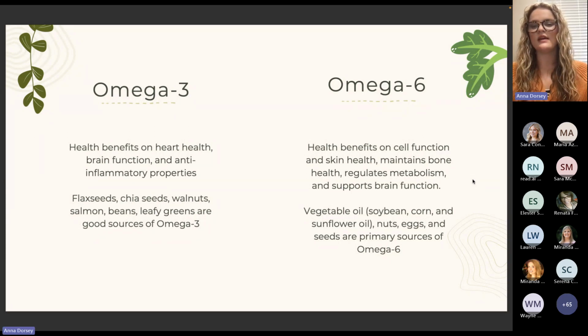And then we have omega-6 fatty acids, and it has a lot of the similar benefits, specifically on cell function and skin health. It's going to help maintain your bone health, regulate your metabolism, and also support your brain function. Some great sources of omega-6 fatty acids, or some good ways to implement those into your diet, are going to be through vegetable oils, like soybean, corn, olive oil, avocado oil, nuts, eggs, and seeds. Those are going to be the primary sources of omega-6 fatty acids.